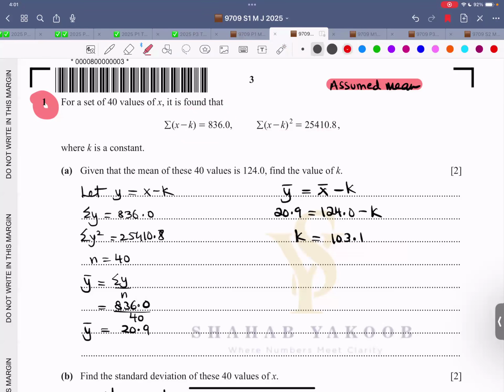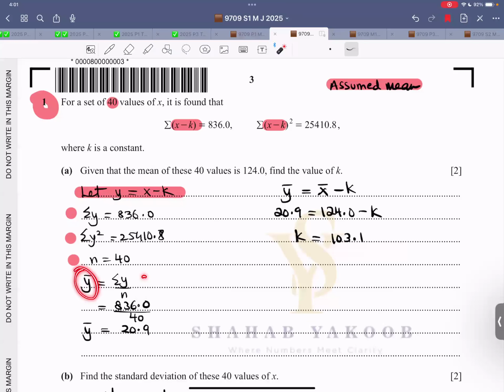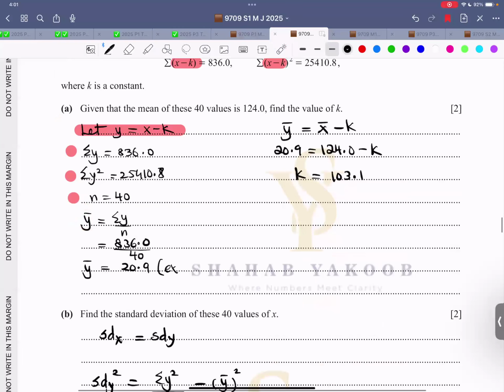So the very first thing that you need to do is to realize that this thing inside is y. And now the information is sigma y is this thing, sigma y square is this thing. The value of n is 40. And all your working will be based on the variable y. So y bar is sigma y over n, that is an exact value 20.9. So let me write over here, this is exact, it's not a rounded off value.